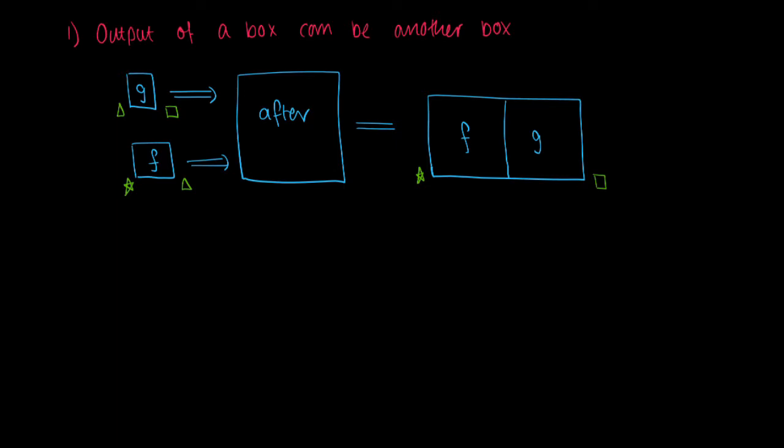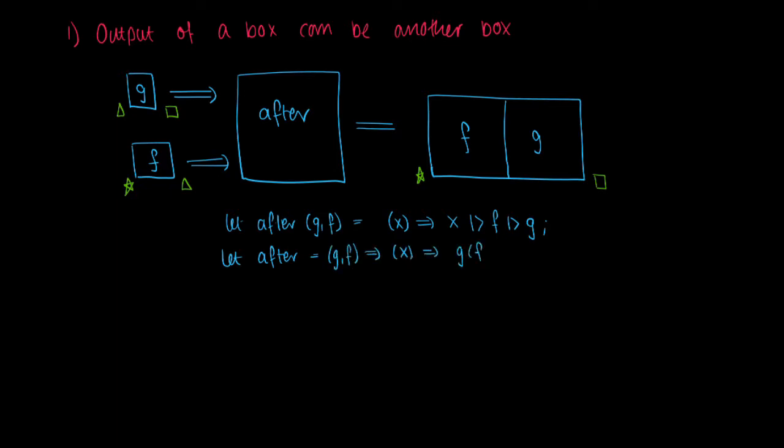And so in code, we would have after g, f is equal to x goes to x pipe into f pipe into g. Or using the old style, after is equal to g, f goes to x goes to g of f of x. If you've ever made a circuit, then this is just like joining up wires between different parts of a circuit. You may have seen this in physics as serial connection, and computer scientists like to call this sequential composition.